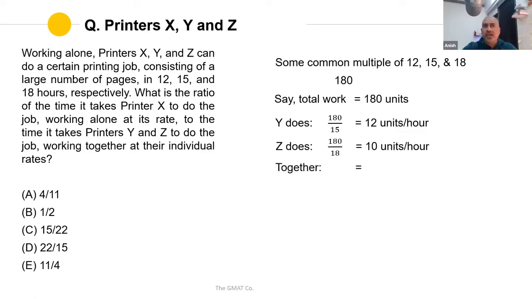Now, together, how many units per hour would these two machines do? One machine does 12 units per hour. The other does 10 units per hour. Together, how many units would they do per hour? How do we figure this out?